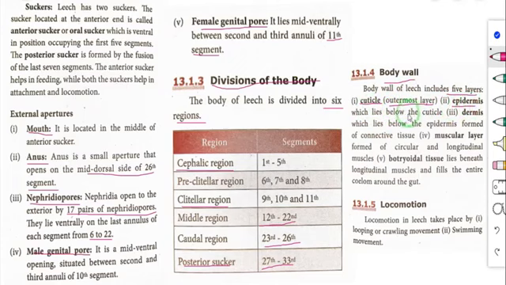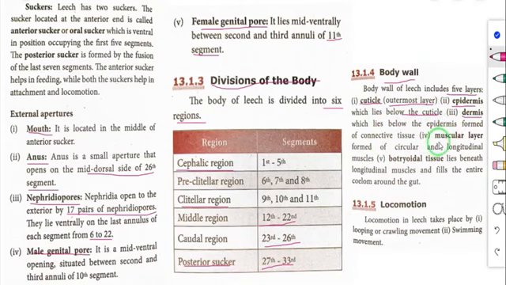The second layer is known as the epidermis. This layer lies below the cuticle. Then the third one is dermis, which lies below the epidermis and forms the connective tissue. So first one cuticle, below that epidermis, below that dermis.